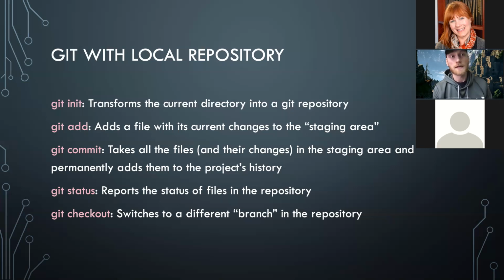And git status is just a command that you can use to see what the status is of all the different files in your repository. So some of them might be in staging, some of them might not be, some of them might not be tracked.